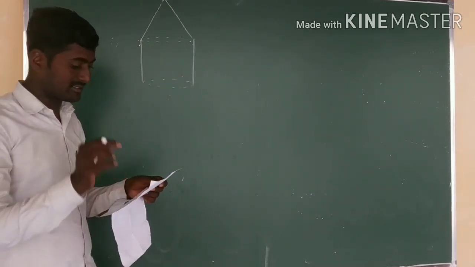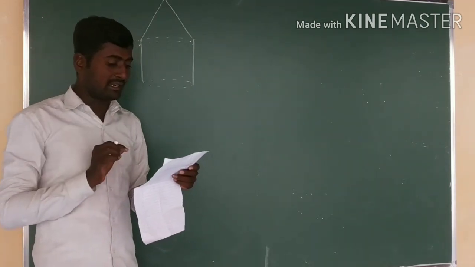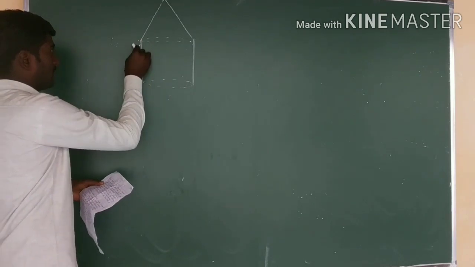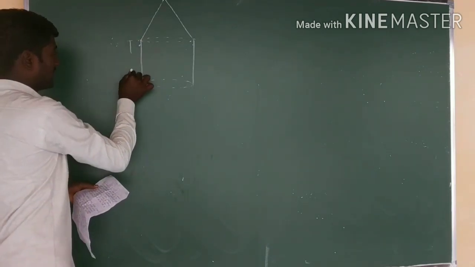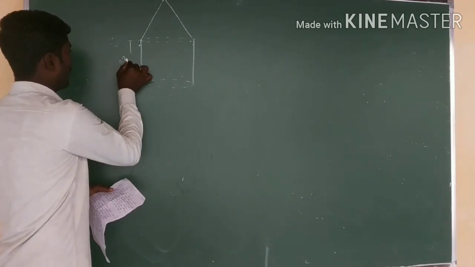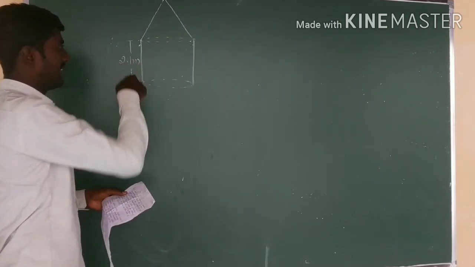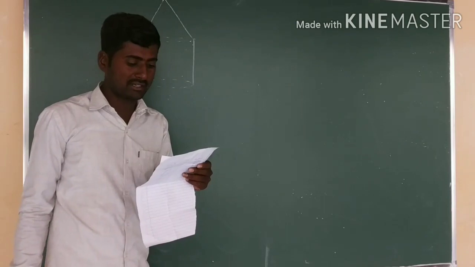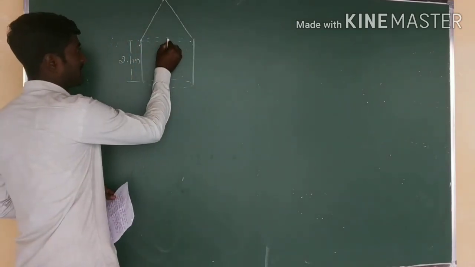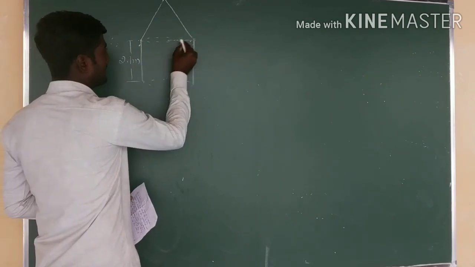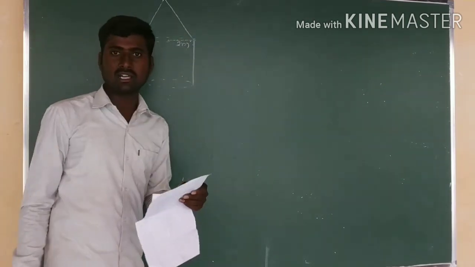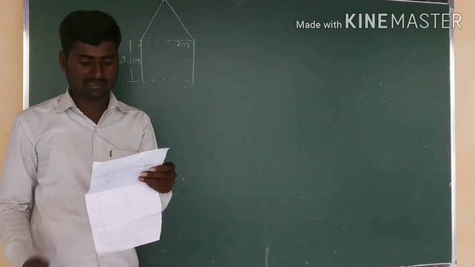What are the conditions? The height and diameter of the cylindrical part. So height of this cylinder is given, that is 2.1 meter. This is the height of the cylindrical part. And diameter is 4 meter. So if diameter is 4 meter, then radius of the cylindrical part is 2 meter, that is 4 divided by 2.